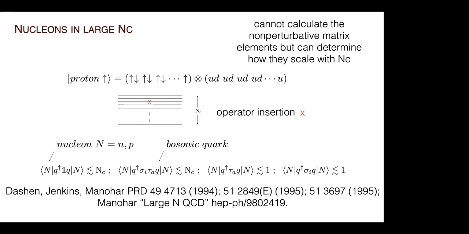On the other hand, if I look at one of these Pauli matrices here, the tau being in the isospin space and the sigma being in the spin space, it's clear by looking at this wave function that as I add up, inserting this operator on the different lines, I'm going to have up, down, up, down, up, down, up, down, and everybody's going to cancel but one. And so that is a destructive interference, and we don't get this enhancement of the operator. The best it can do is to scale as one when it comes to the number of colors. And similarly for the spin case.